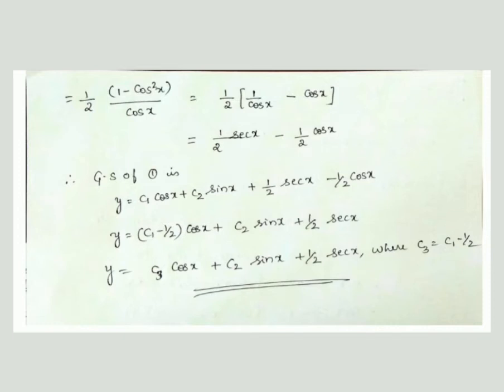Now observe that here we have c1 cos x minus half cos x. I can take cos x outside. So we will obtain c1 minus half into cos x plus c2 into sin x plus half into secant x. Now I can consider c1 minus half as some c3, because that gives a constant value again. So c3 into cos x plus c2 into sin x plus half into secant x, where c3 is equal to c1 minus half. Here c1 is some arbitrary constant, so we can replace c1 minus half by some c3. So that is the general solution of the given equation number 1.